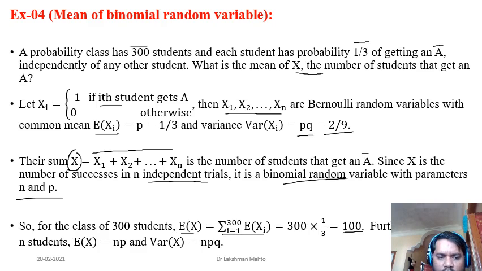Further, for a class of n students, you can generalize the formula. You can simply multiply the class strength with the probability of success, that is np, and that will give the expectation of the binomial random variable X. Variance you can also get very simply: just multiply pq with n, because of this decomposition of the binomial random variable in terms of Bernoulli random variables. So all these are related, a very simple kind of question.